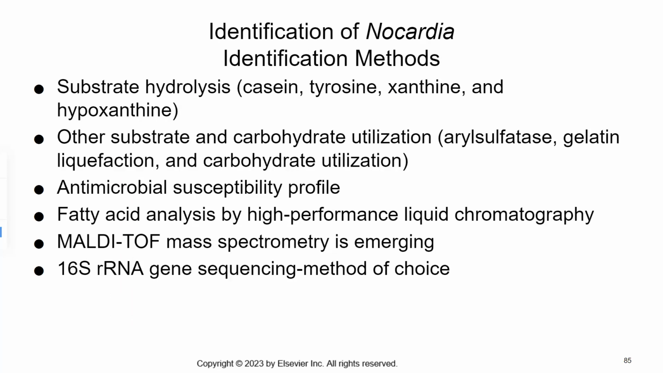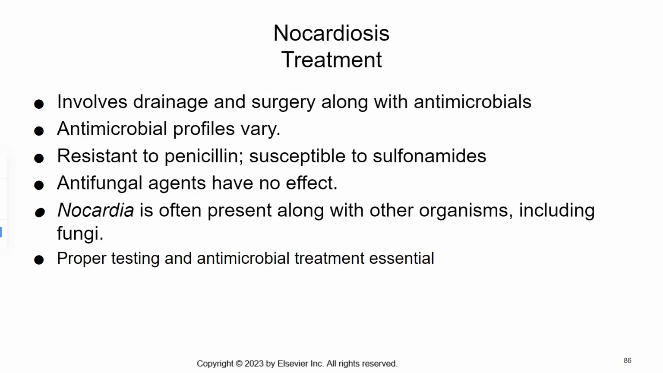Identification methods would be the typical biochemicals and MALDI-TOF identification. There's also 16S rRNA sequencing, which is the method of choice currently. Treatment involves drainage and surgery along with antimicrobials. Antimicrobial profiles vary. It's resistant to penicillin but susceptible to sulfonamides. Antifungal agents have no effect.